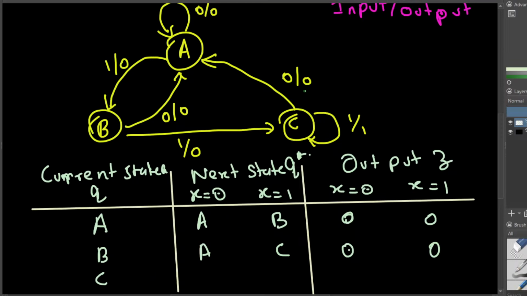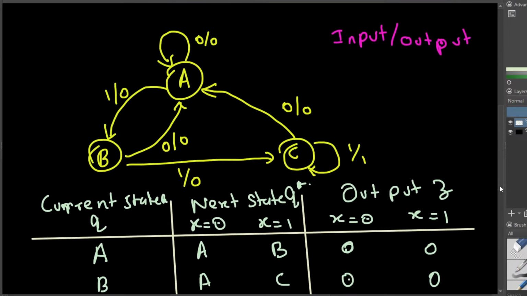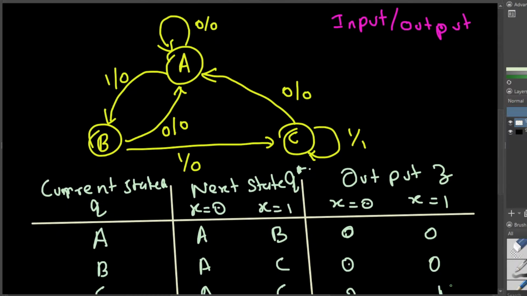And let's look at the C. When x is equal to 0, what's the next state? That is A. And when x is equal to 0, what's the output? That is 0. And when x is equal to 1, what's the next state? That is C. And when x is equal to 1, what's the output? That is 1. And that's how we can draw state diagram and state table if you have given expression like this.